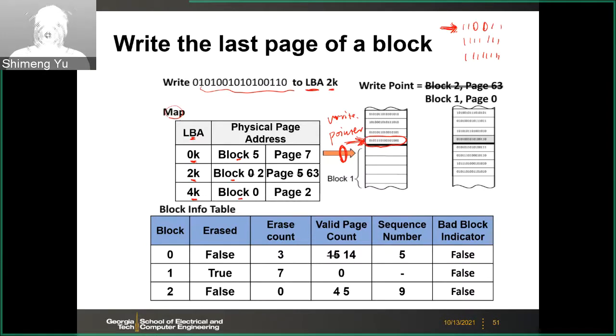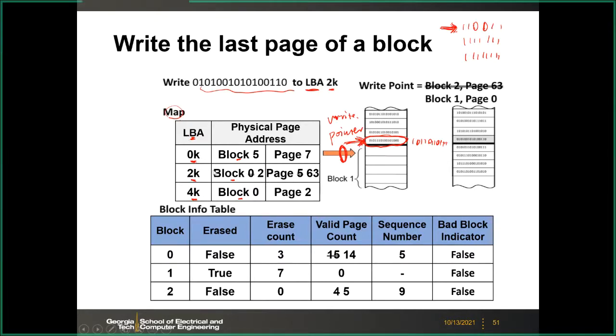Before writing, this page has all ones, right? And then you write this data, flip some of them by programming, and unselected columns will be inhibited, as we discussed before. So basically, you write this new data into this block where the pointer currently locates, and then you update the information in the mapping.